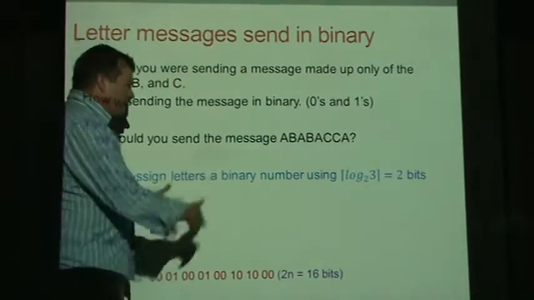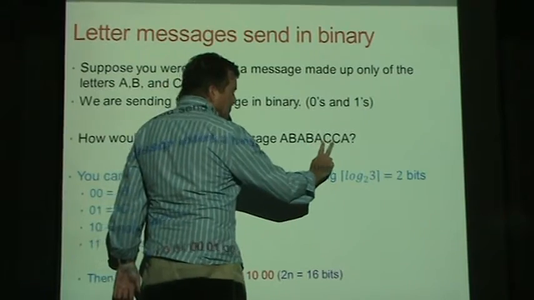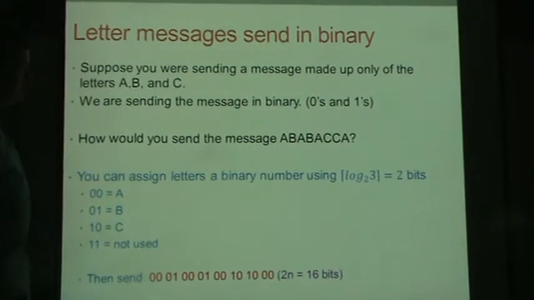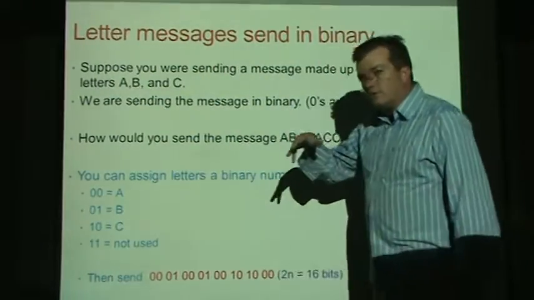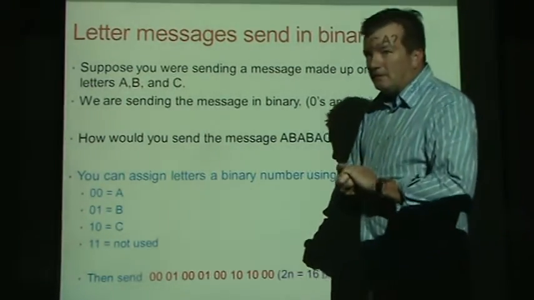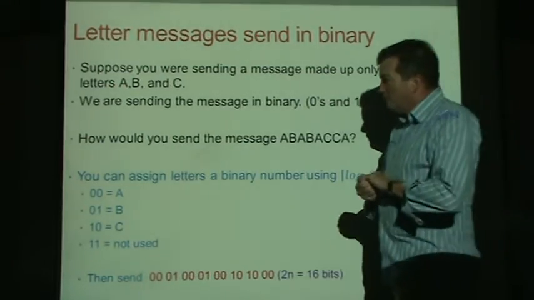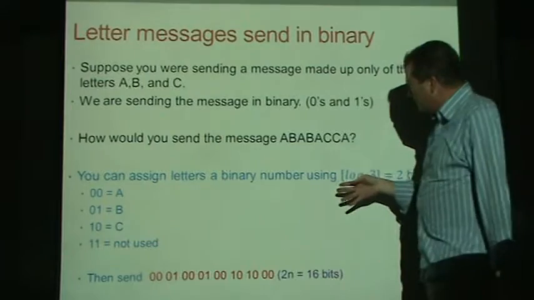Okay, so you're sending, let's say for example, a message: A, B, A, B, A, C, C, A. And you have to send it using binary numbers, bits, zeros and ones. So what's a way we could send this? Can I assign numbers to the letters? Right, we could assign numbers to the letters, so how many bits do we use for each letter?